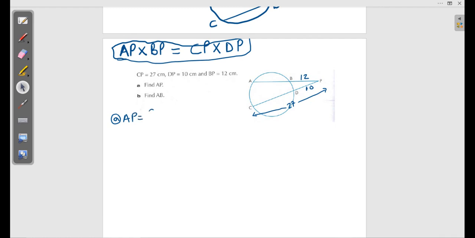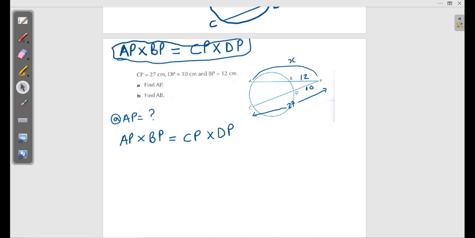So let's go to the first chord. It's always the total, which is AP, times the external, equal to the second total, CP, times its external. And what's our AP? We don't know, so let's say AP is x.